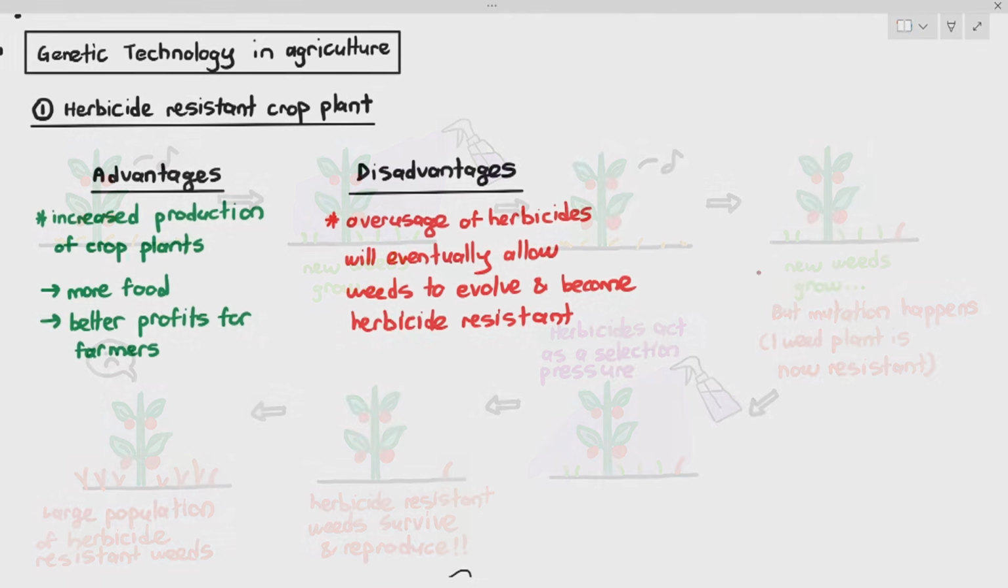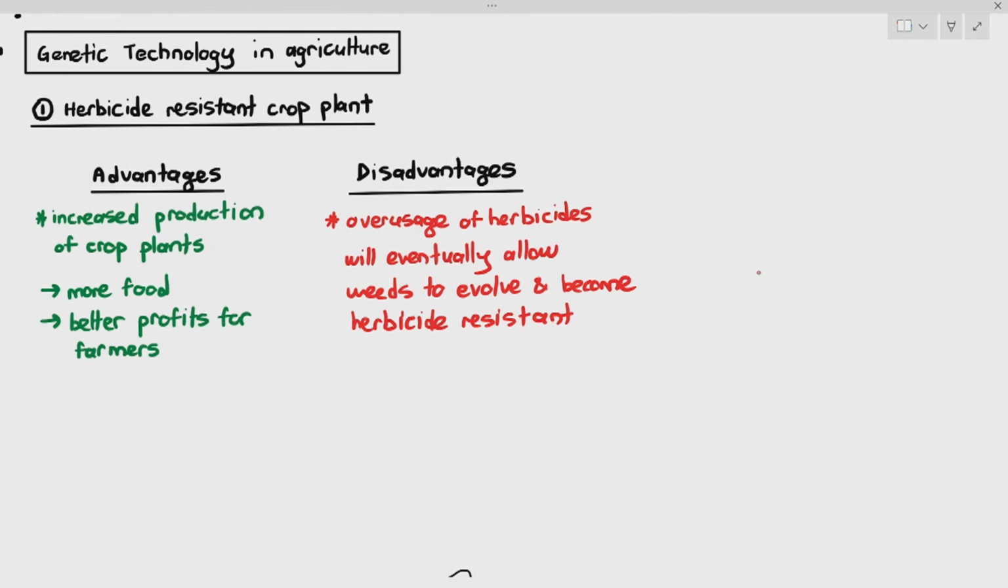So the overusage of herbicides in this case will eventually allow weeds to evolve and become herbicide resistant. That's the first problem. The second disadvantage is your genetically modified plant can also become a weed in another farm. I need to explain this part.